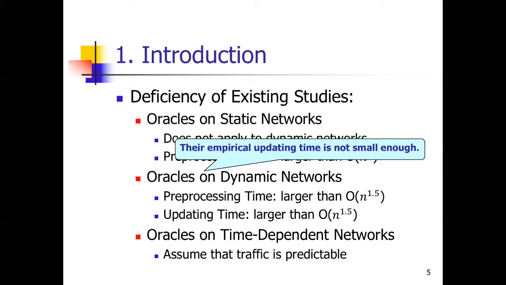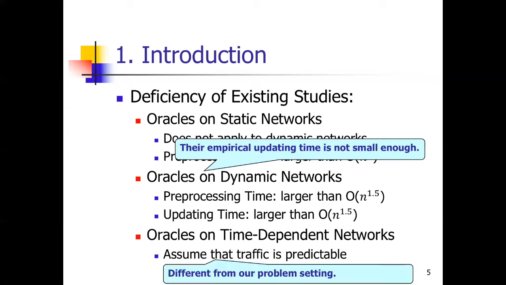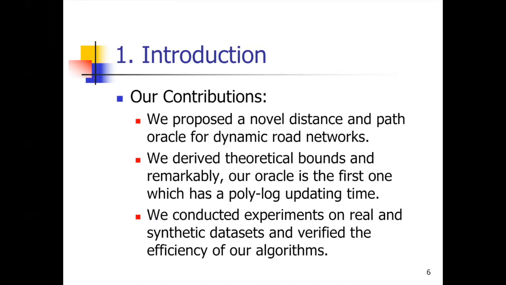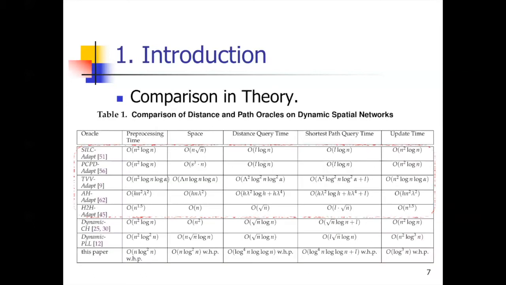The third category contains oracles on time-dependent networks, and they assume that traffic is predictable, which is different from our problem setting. So our contributions are threefold. We propose a novel distance and path oracle for dynamic road networks, and we derive theoretical bounds, and remarkably, our oracle is the first one which has a polylog updating time. And we conduct experiments on real and synthetic data sets and verify the efficiency of our algorithms.